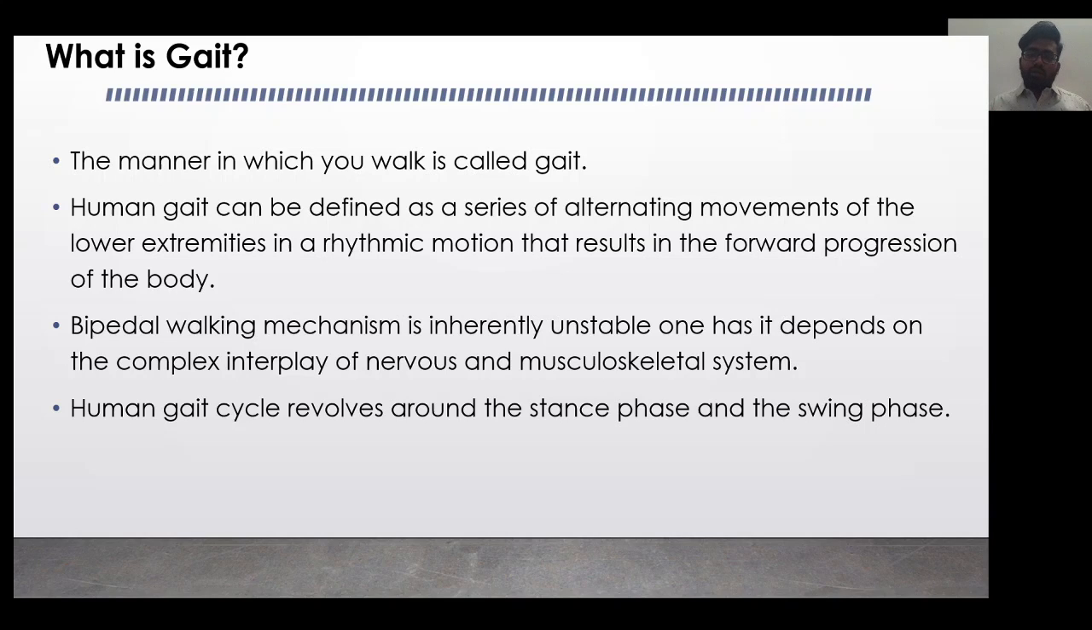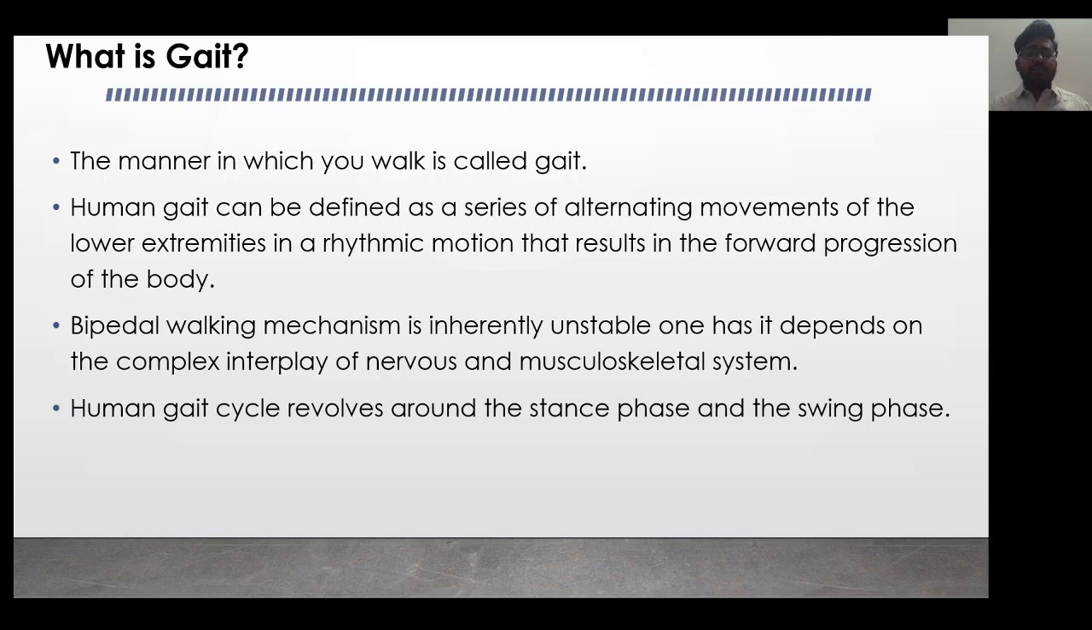Like I mentioned before, human gait is defined as alternating movements of the lower extremities in a rhythmic motion that results in the forward progression of the body. So you want to move from point A to point B. When you're moving, you're using your lower extremities, that is your legs. So there is a rhythmic motion. In this case, the rhythmic motion is nothing but cyclic motion, which is basically divided into two things, stance phase and swing phase.